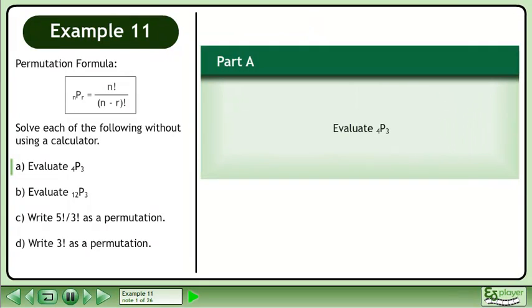In this example, we will study the permutation formula nPr equals n factorial over n minus r factorial. Solve each of the following without using a calculator. In part A, evaluate 4P3.